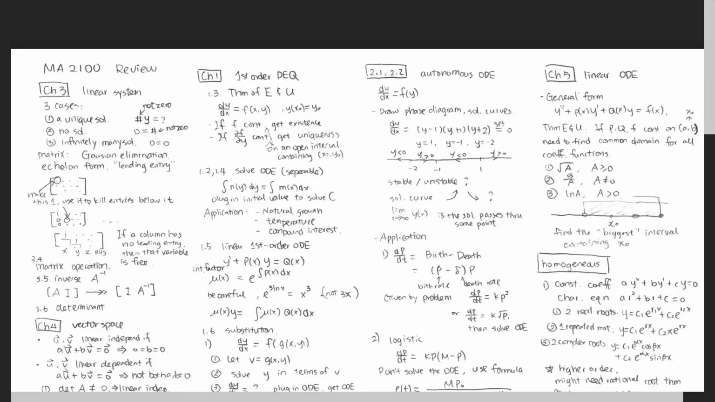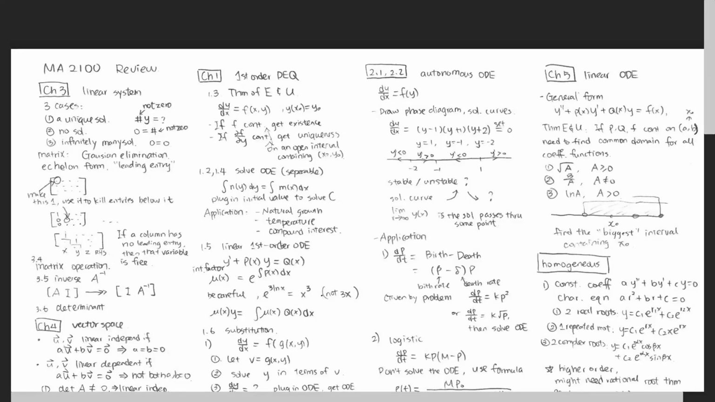And then section 1.5, we talk about linear first order ODE. So first of all, we have to make it into the standard form. What is the standard form? You have y prime and y on the left-hand side and the function of x on the right-hand side. So you're going to make sure the coefficient of y prime is 1. Okay, so the standard form is y prime plus p of x times y equals q of x.